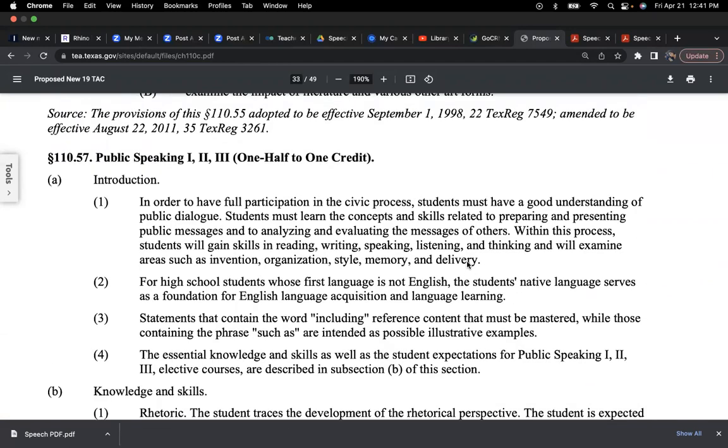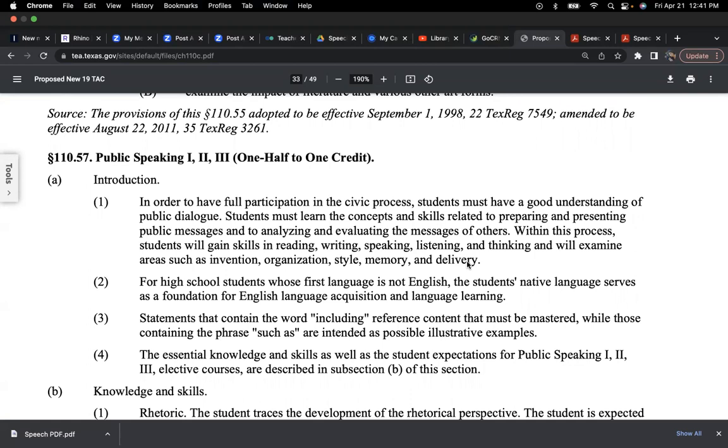Okay, here it is. So once you would have this printed out, you would chunk the text by doing a critical reading. A critical reading is you're looking at the words, you're looking at what skills the students have to do and what skills you have to help the students do and in what way you can support them. So let's take a look at the introduction. In order to have full participation in the civic process.